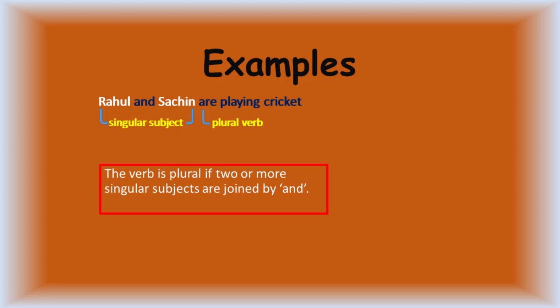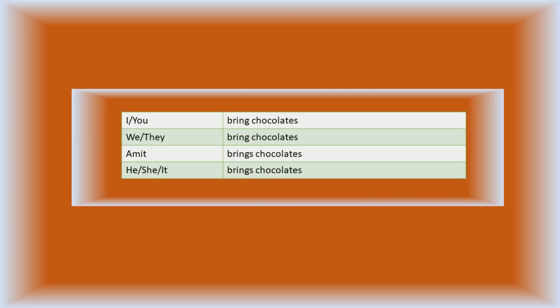A subject is the naming part of a sentence and it will always be a noun or a pronoun. We can see here: I bring chocolates. You bring chocolates. We bring chocolates. They bring chocolates. Amit brings chocolates. He, she, it. He brings chocolates. She brings chocolates and it brings chocolates.